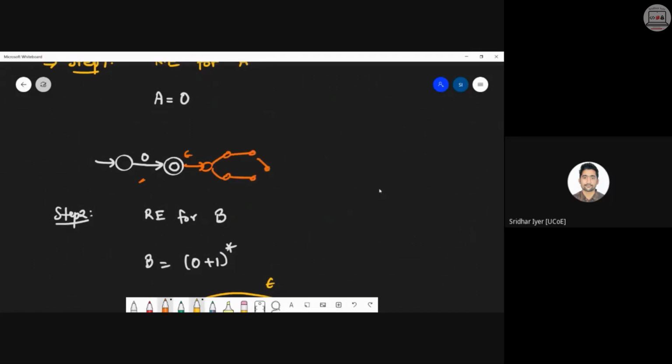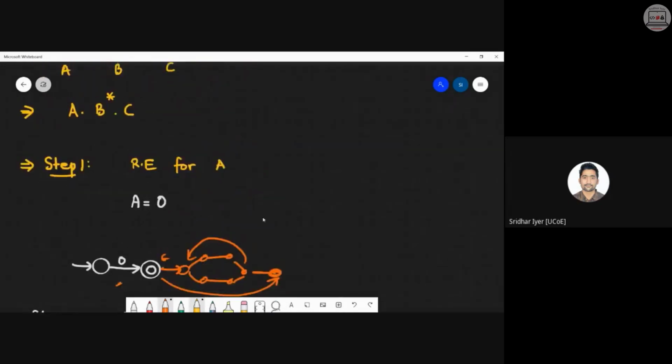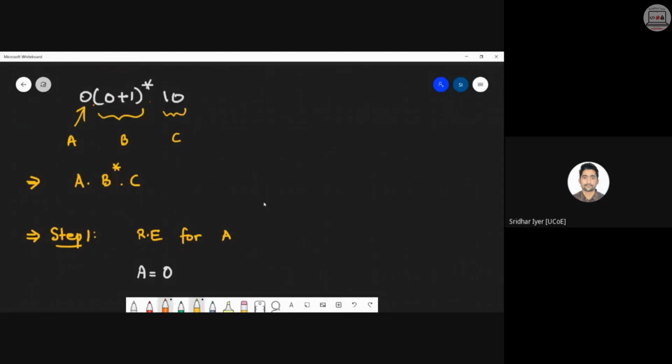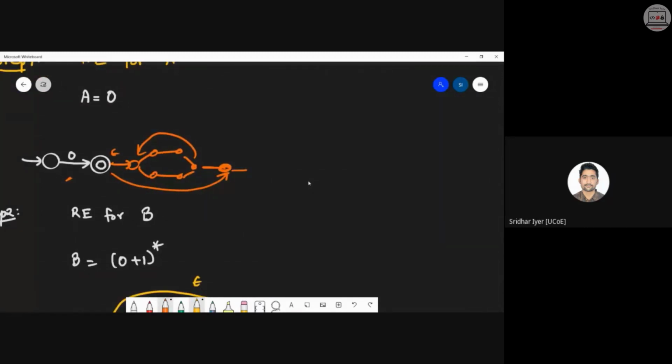Okay, combine them together, this will be the final state for that diagram. And after that we came to know that, sorry, let me complete this structure, otherwise you will be confused. And after that we came to know that we have one more subsequent section, C. So C is nothing but 1, 0, and this is the final state. So this is how we construct all these diagrams one after the other.